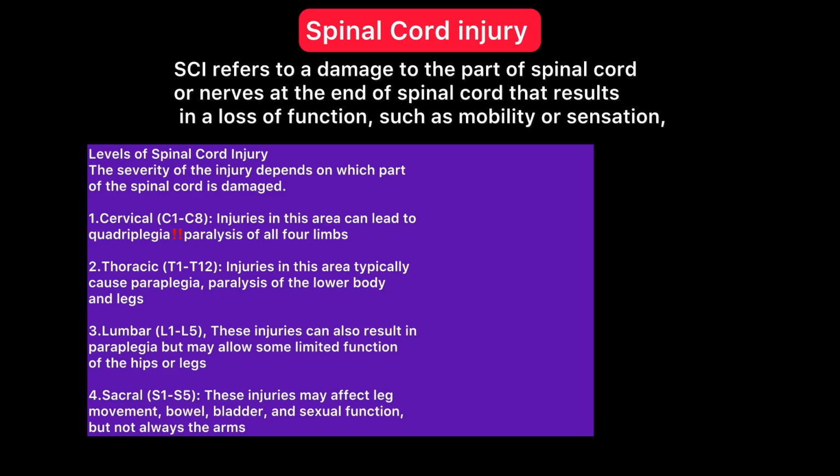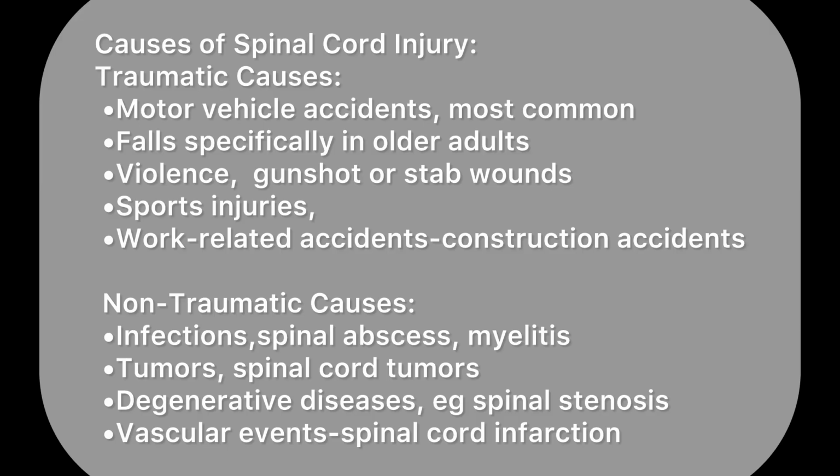Okay, the next topic is spinal cord injury. SCI is damage to any part of the spinal cord or nerves at the end of the spinal canal. This condition often causes permanent changes in strength, sensation, or other body function below the site of injury. The causes of spinal cord injury are traumatic or non-traumatic events: motor vehicle accident, fall injury, violence, sport injury, infections like myelitis, meningitis, spinal abscess, tumors, and degenerative disease like spinal stenosis.